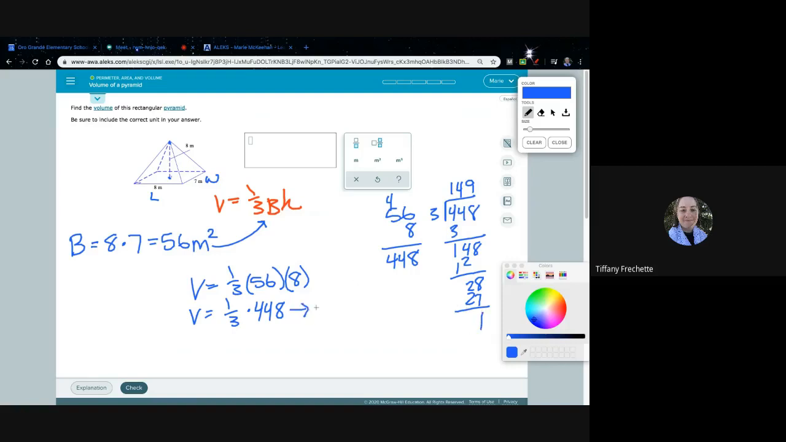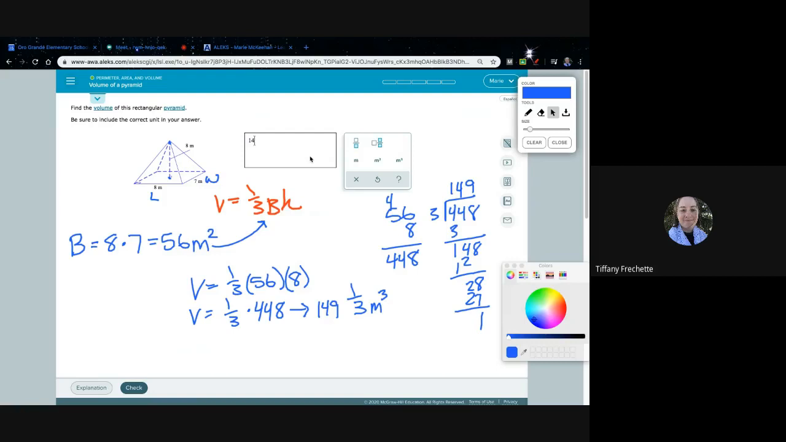So we get a whole 149, but then we also get 1/3 left over because we have 1 remainder and we have a 3 out in front. So that means it's a remainder of 1/3. Don't forget to put meters squared. Oh, sorry, not squared, meters cubed. We're finding volume. We did the height times 1/3 length. So we need to make sure we put meters cubed on it.